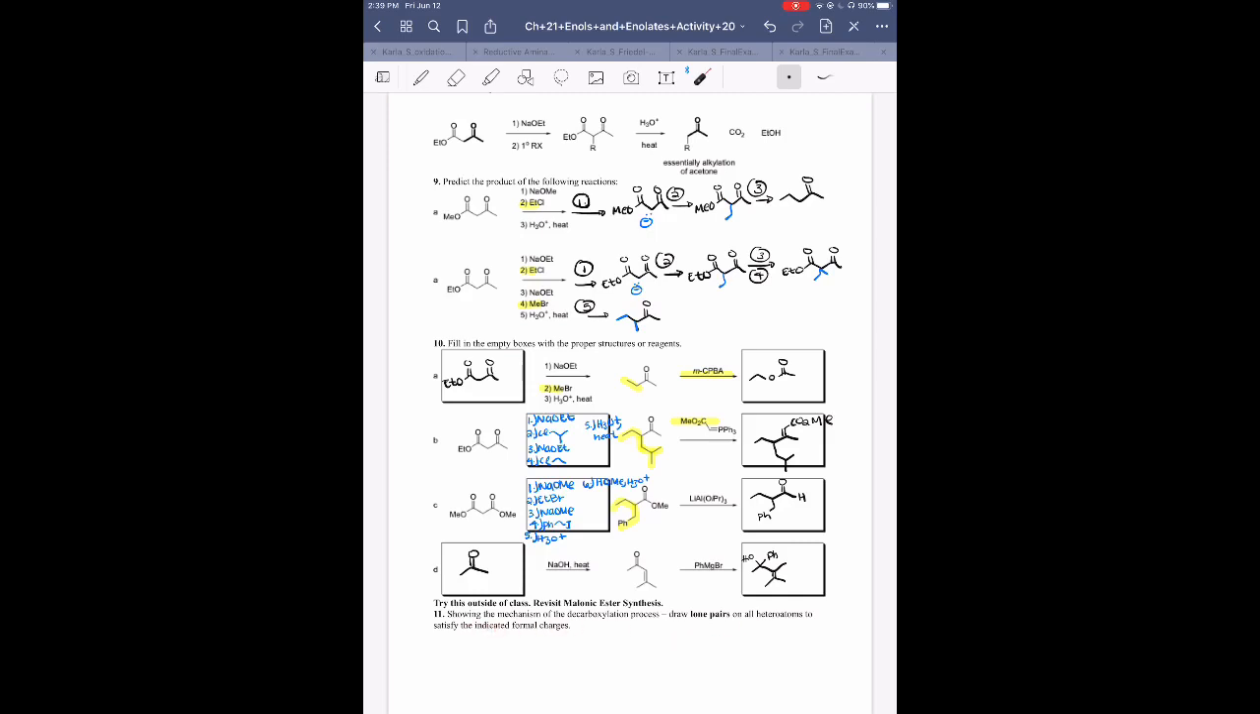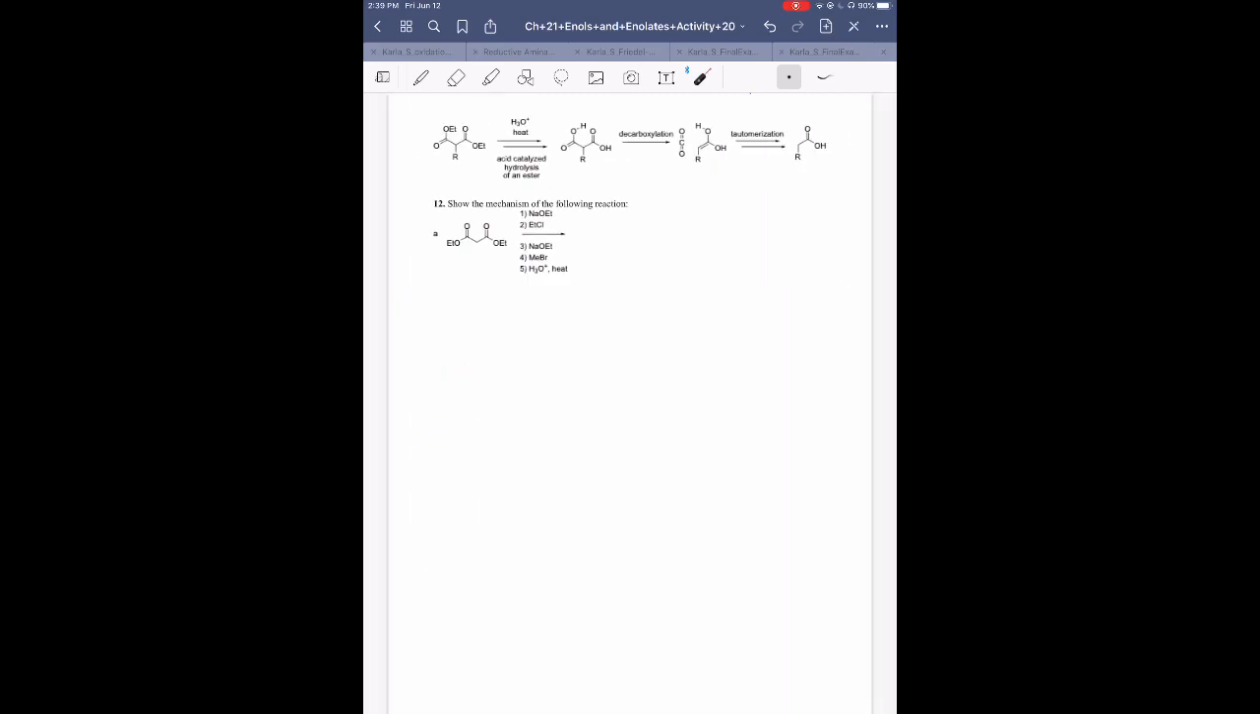Okay, so now on to our last page. This is going to be showing our decarboxylation process. This is a chemical reaction that removes a carboxylic group and releases carbon dioxide, and then when we tautomerize, we get a carboxylic acid.